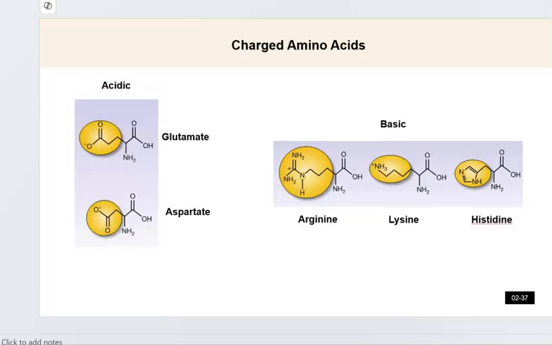This one is the charged amino acids. And they're, let me see here and make sure I've got the right one.